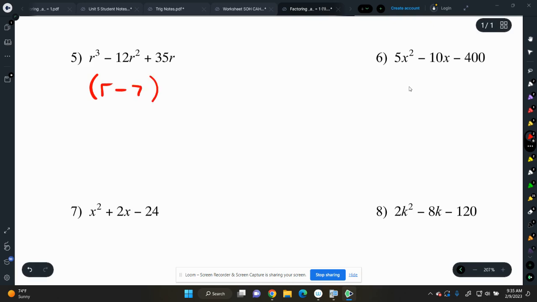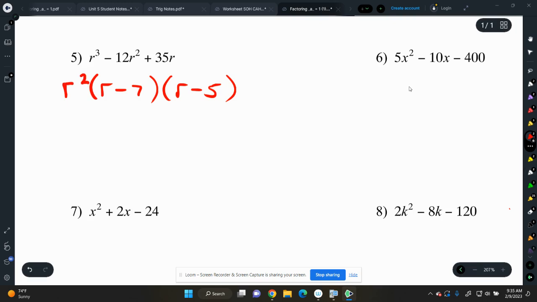R minus 7, R minus 5. All right. Negative 7 times negative 5 is 35. Negative 7 plus negative 5 is negative 12. So we good? No, you're missing the R. You missed the common factor, the greatest common factor. Take out an R squared.